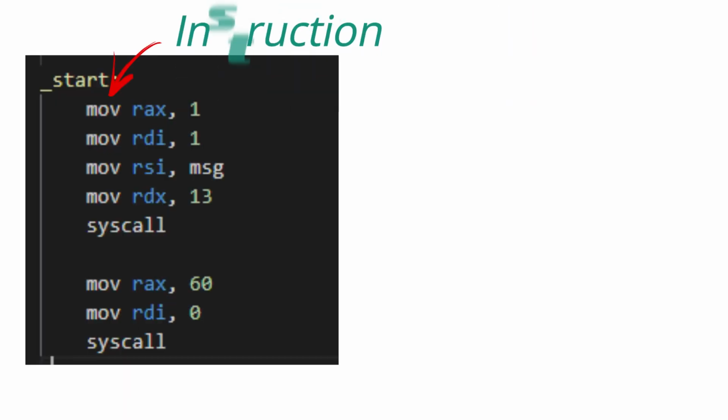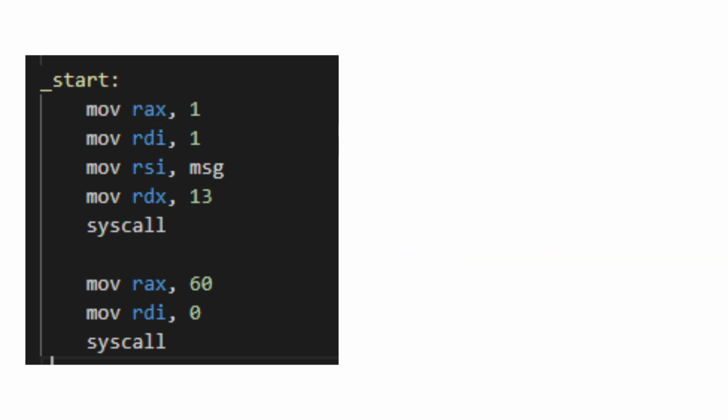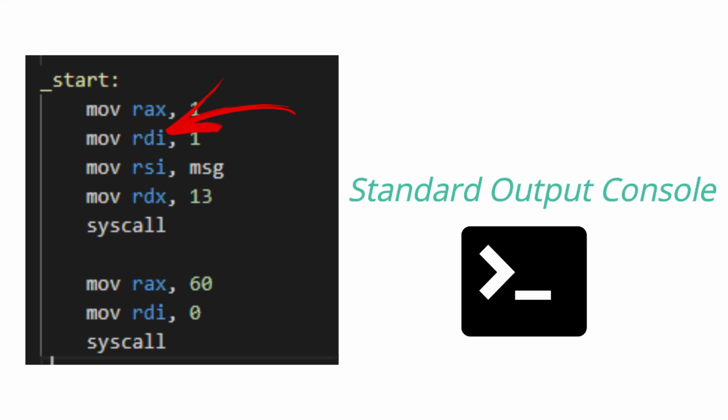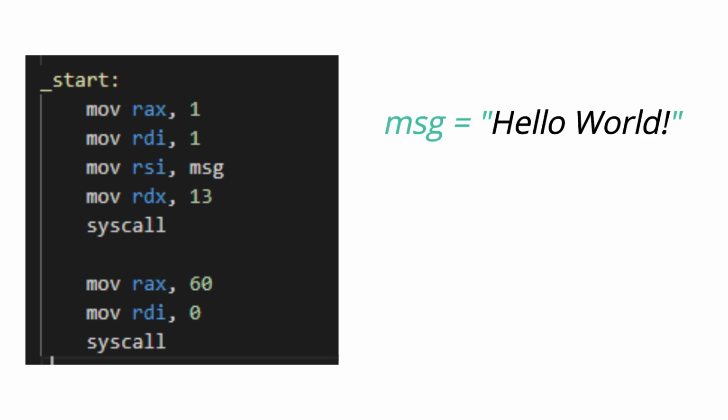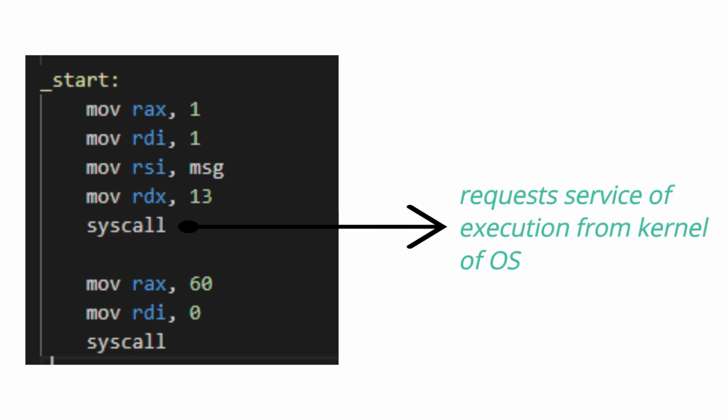Here, MOV is an instruction which inserts data into a register, by providing operands as a register named RAX, and here 1 is for enabling the system write operation. So to tell the system where to write, I moved the 1 into the RDI register, that is to write on the standard output console. The next task is to store the MSG's data into a register, so I inserted that into RSI. Now to execute the code which is stored in these registers, I called the syscall operation, which requests a service of execution from the kernel of the operating system.